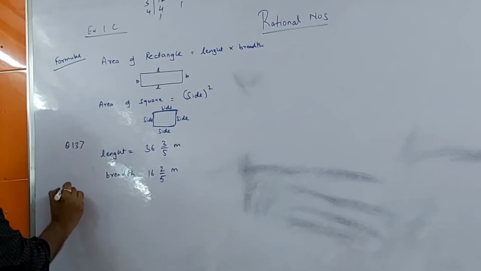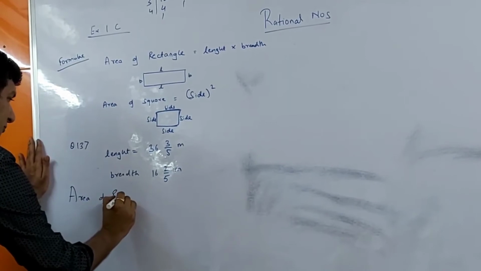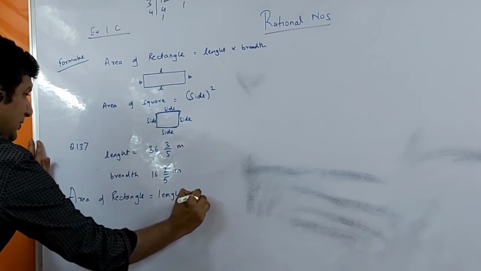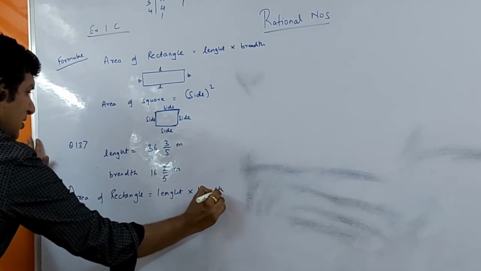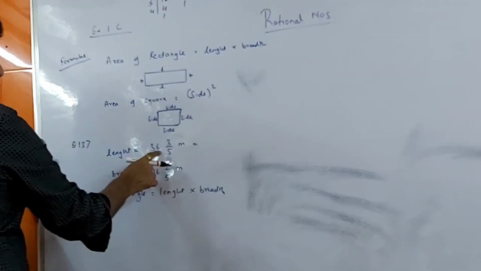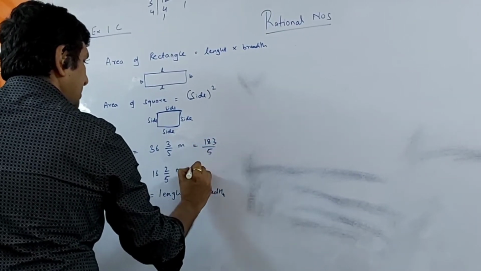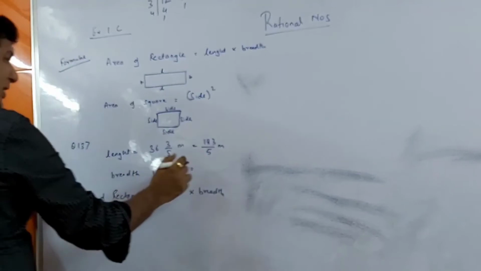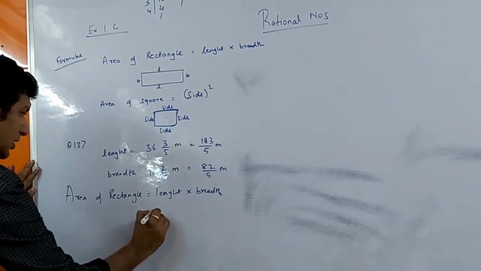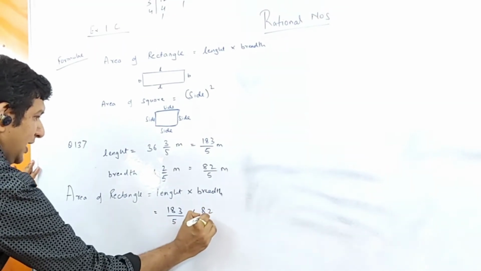So the area of a rectangle is length multiplied by breadth. Before this, I will just convert them into improper fractions. 36 fives are 180, 180 plus 3 is 183 upon 5 meters. And 16 fives are 80, 80 plus 2 is 82 upon 5 meters. So the length is 183 upon 5 and the breadth is 82 upon 5.